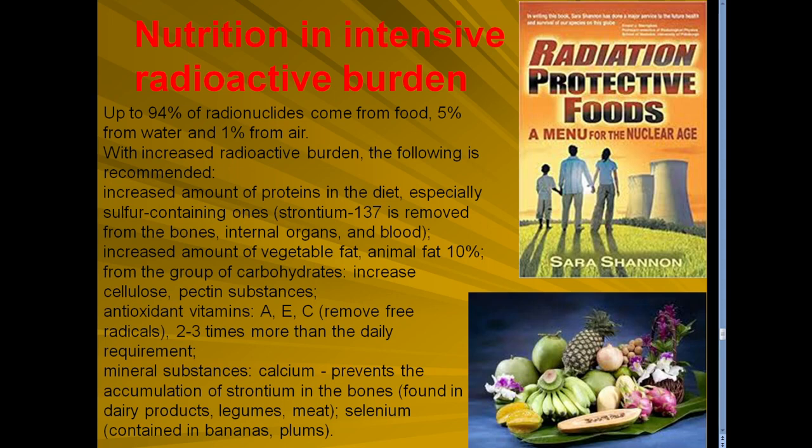Among vitamins, antioxidant vitamins A, E, C, which remove free radicals. Usage of such vitamins must be 2-3 times more than the daily requirement. Mineral substances, calcium, prevent the accumulation of strontium in the bones. Sources of calcium: dairy products, legumes, meat. Selenium is contained in bananas and plums.